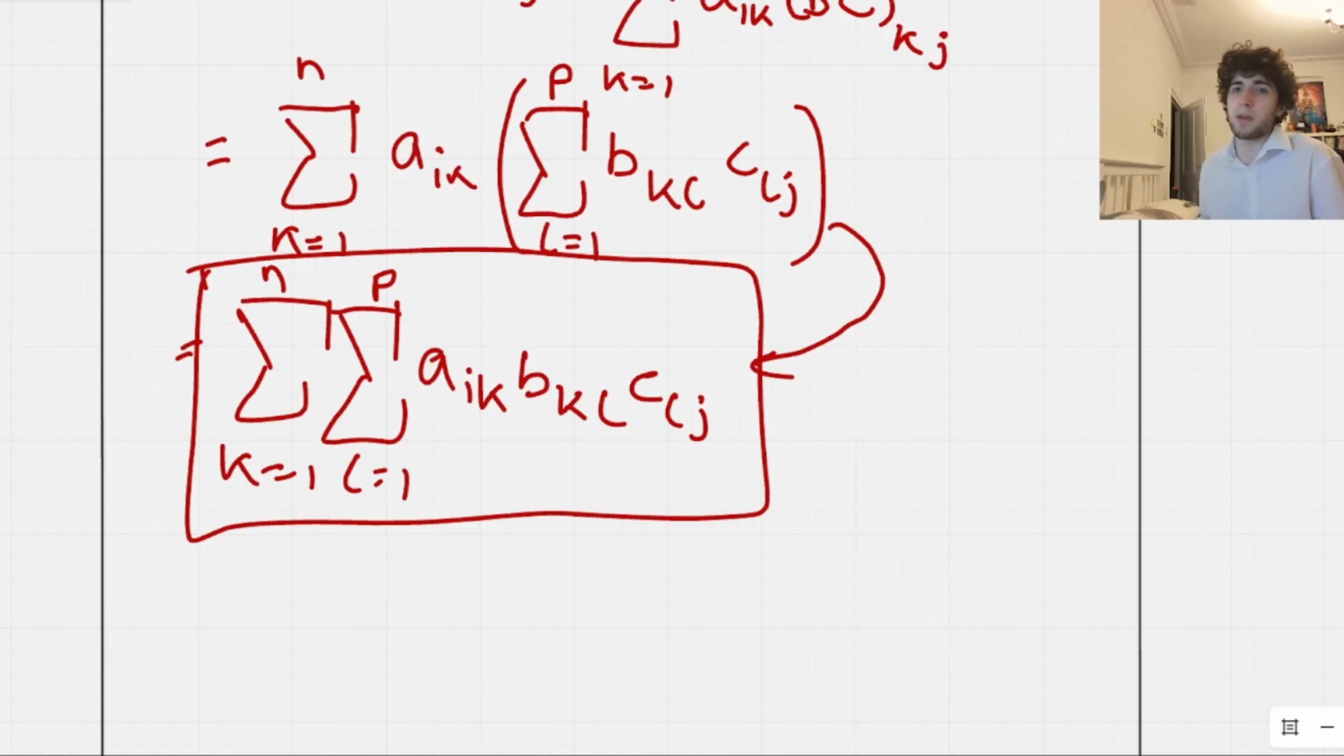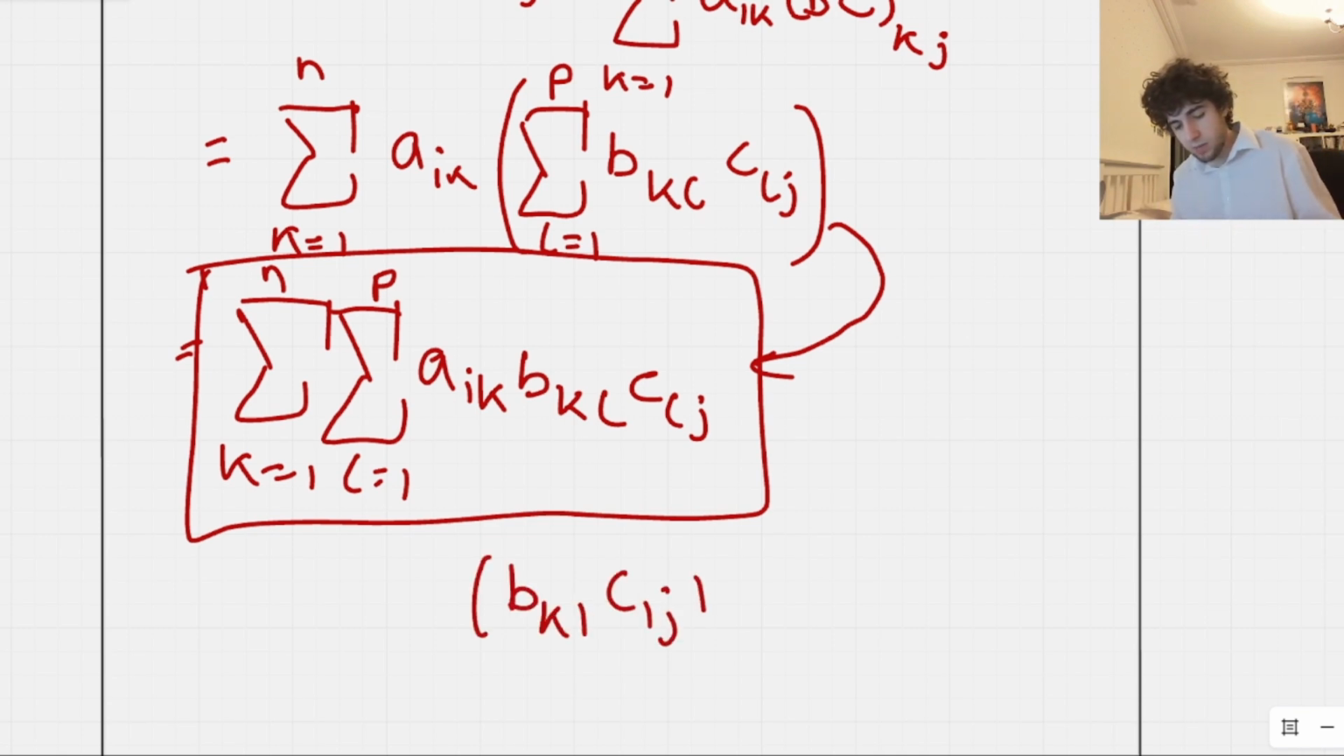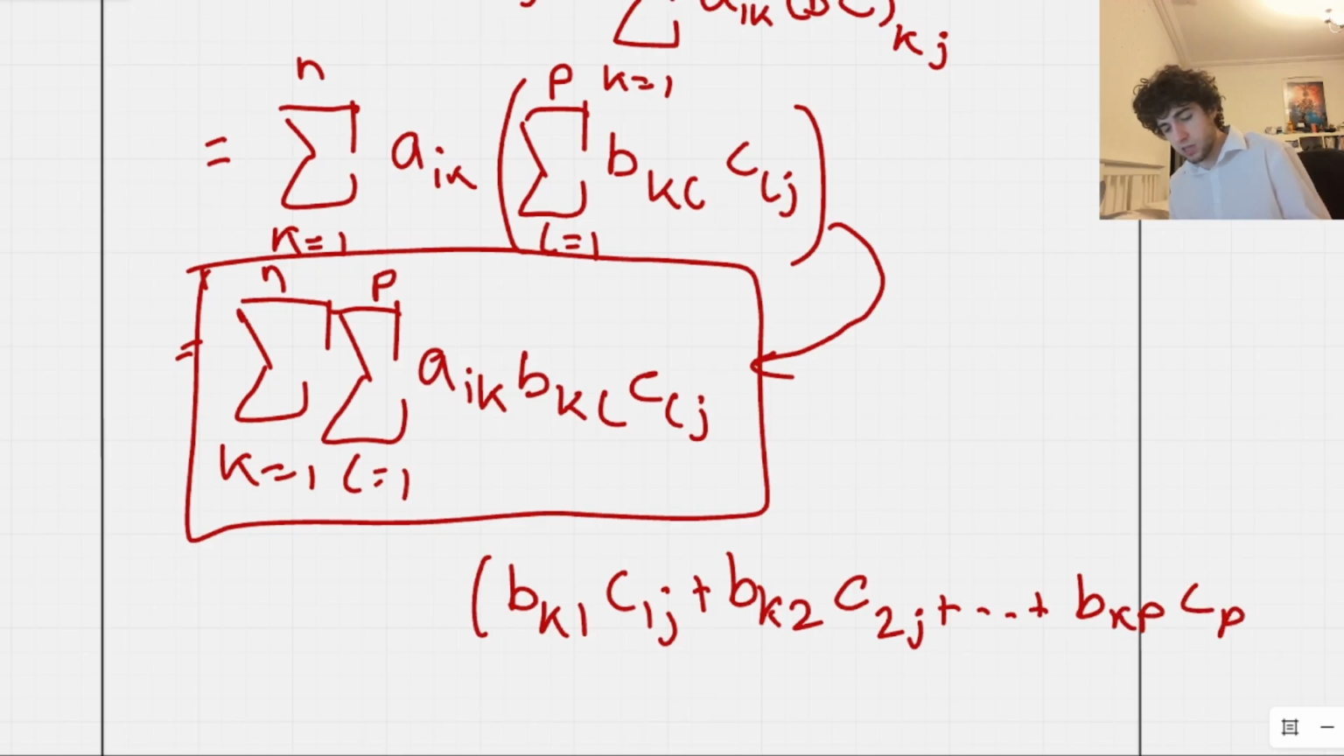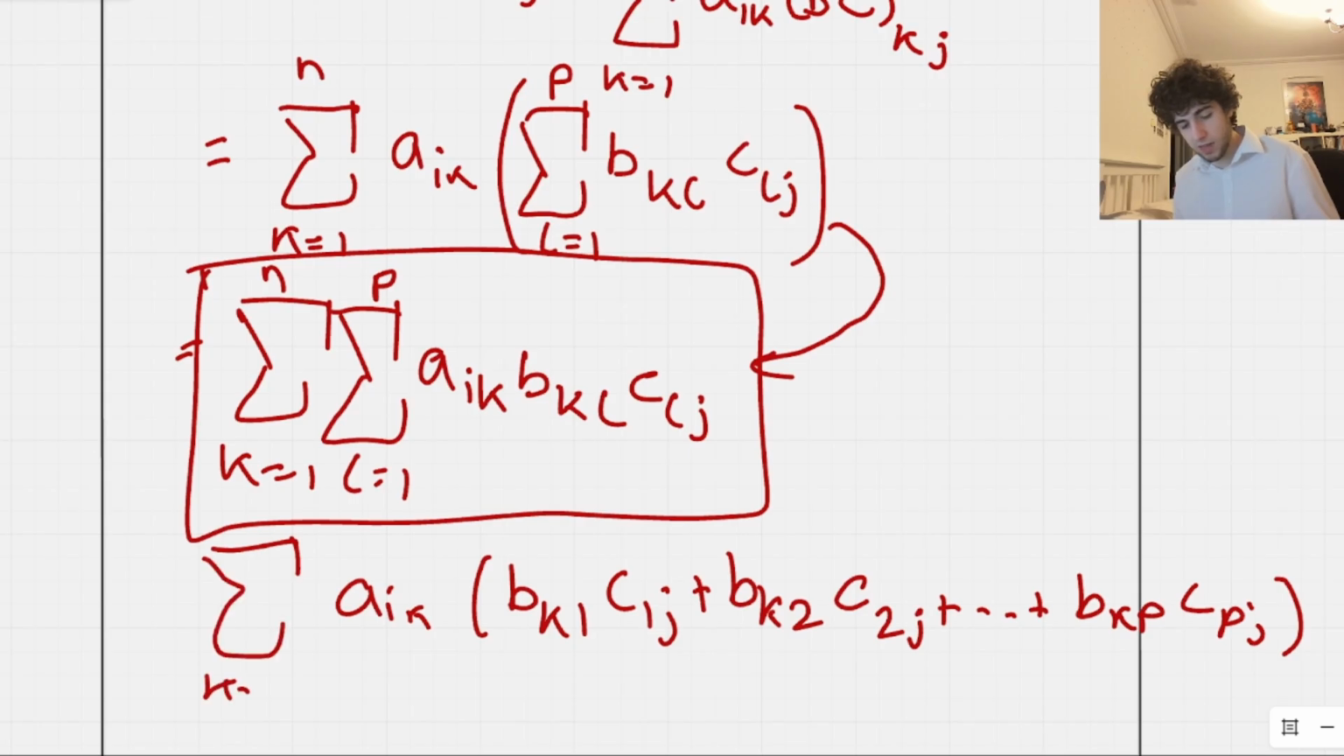ai1, right? And then it's going to be plus all of that ai2 plus ai3 and so on and so forth. And you can see that effectively, for each value of k, you're just going to be able to bring the aik into that sum and treat it as a double sum. You can verify that yourself. Just to make clear what I mean, you have bk1 c1j plus bk2 c2j, all the way up to plus bkp cpj, right? And you're multiplying this by aik and summing over all values of k.